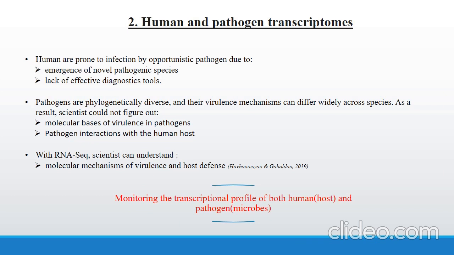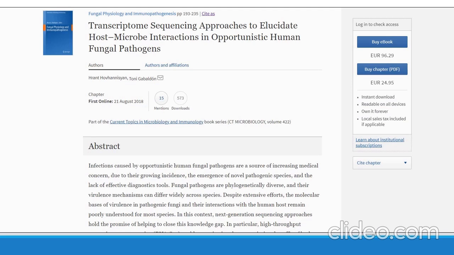Thankfully, with RNA sequencing, scientists can understand the molecular mechanism of virulence and host defense. This is achieved by monitoring the transcriptional profile of both human and pathogen. And from the research, we can say that transcriptome sequencing has been used by scientists to understand the interaction between human and pathogen.